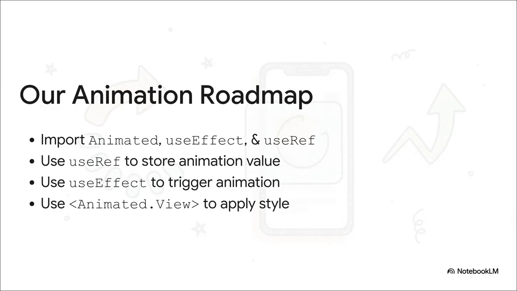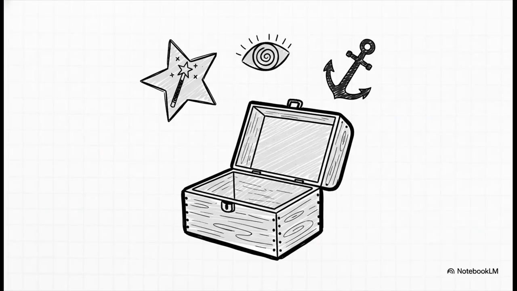So, here's our game plan. It's really straightforward. We're going to import a couple of things. We'll use the useRef hook to hang on to our animation value. Then, we'll use useEffect to actually trigger the animation. And finally, the magic part, we swap a regular View for an Animated.View to bring it all to life.